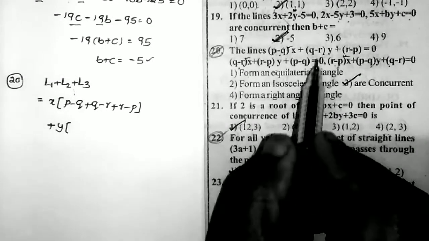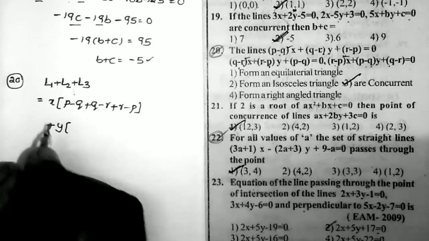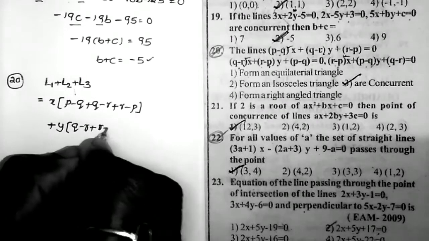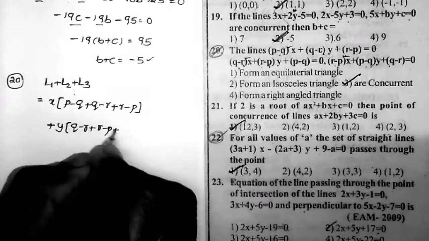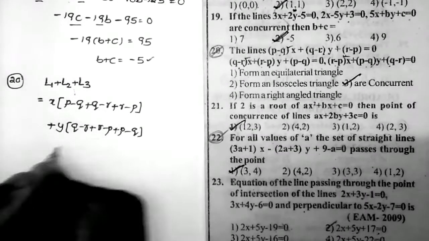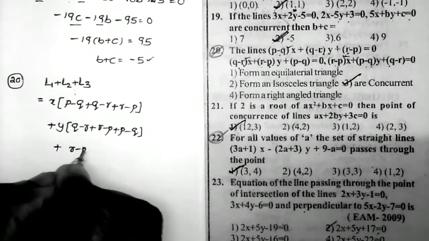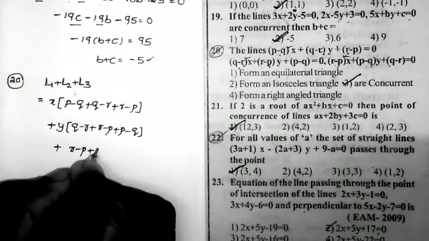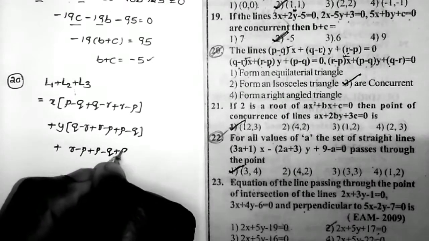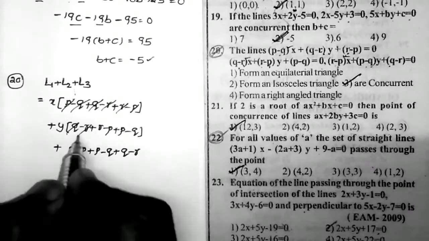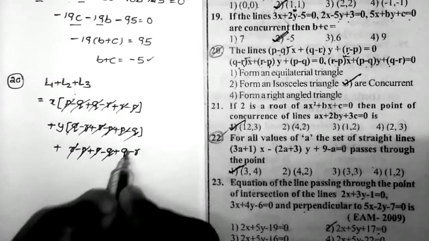Next I take y common from the y terms. What is the first value? q minus r, the next value r minus p, and the next value p minus q. Now writing the constant values. What is the first constant here? r minus p plus second constant p minus q plus next constant q minus r. Now see here, all terms are cancelled, so the answer is equal to 0.